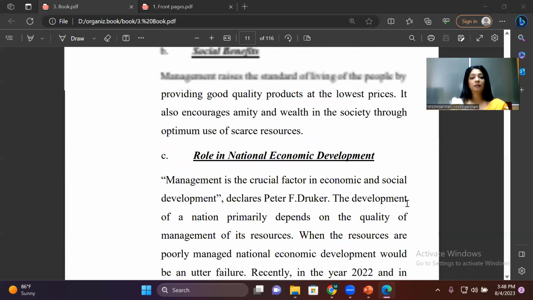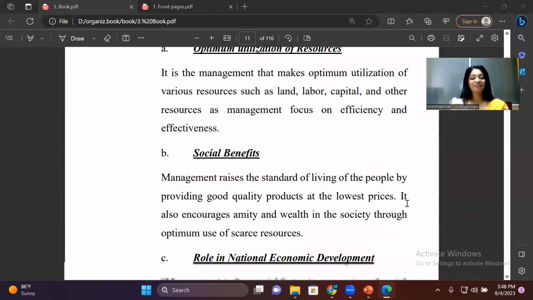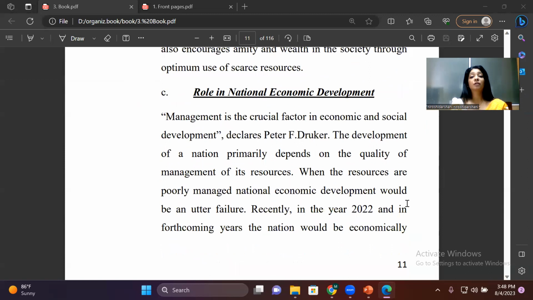And the other one is where I was talking about social benefits: role in national economic development. Management is a crucial factor in economic and social development, right? The development of a nation primarily depends on the quality of management of its processes, because you experienced that in our country also. The country collapsed because there was no proper management for the country. When resources are poorly managed, national economic development would be an utter failure. So it is the same for the SMEs as well.